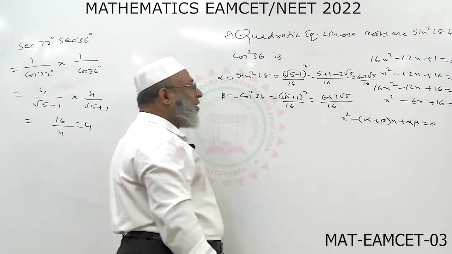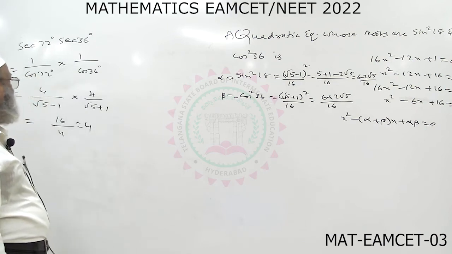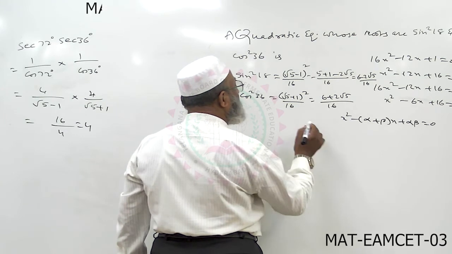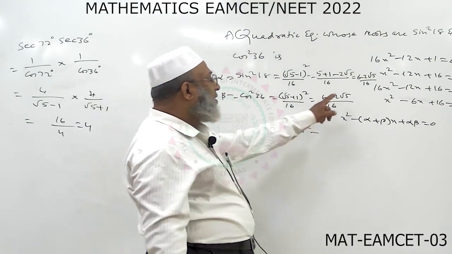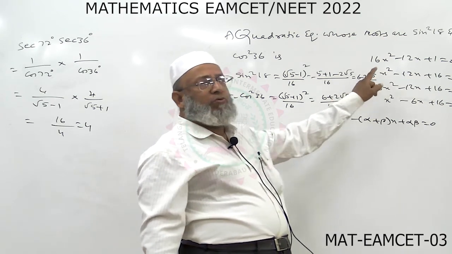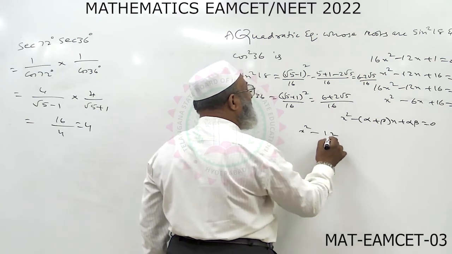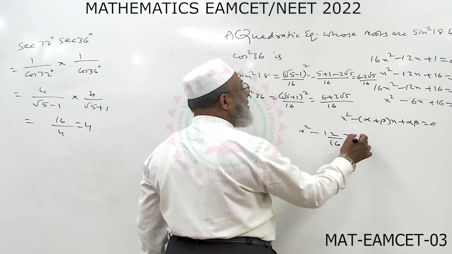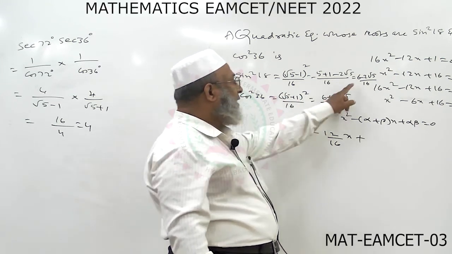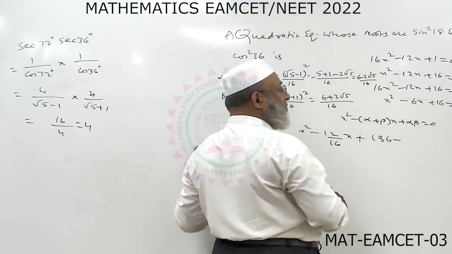So these are the values of alpha and beta. Therefore, I am substituting here x square minus alpha plus beta. This is alpha, this is beta. So, while adding, plus 2 root 5 minus 2 root 5, this cancels. 6 plus 6 is equal to 12. 12 by 16 into x plus alpha beta. Alpha beta, if I multiply this, a minus b into a plus b, that is a square minus b square, 36.